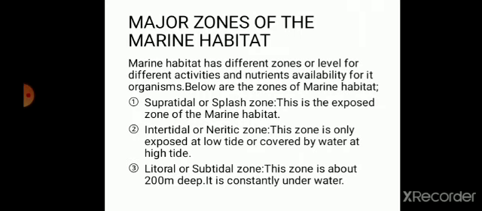We have another zone, which is the littoral or subtidal zone. This zone is about 200 meters deep and is constantly under water. It is not regulated or controlled by tide. It has abundant sunlight and therefore abundant nutrients.